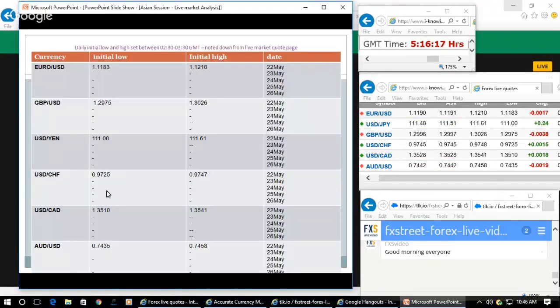Then CHF 97.25 is the low and 97.47 was the high. They just breached the high and went up by 1 pip, and holding below that, they are expected to gain the levels in the case of USDCHF. Then Canadian dollar 1.3510 is the low, 1.3541 is the high. They have not breached the low or the high. Australian dollar 74.35 is the low, 74.58 is the high. They have not breached the low or the high.